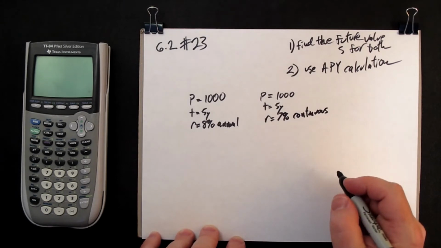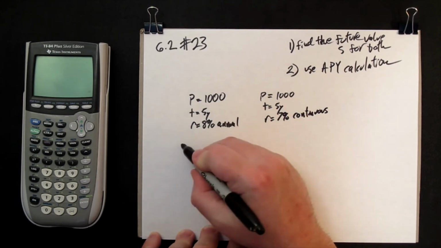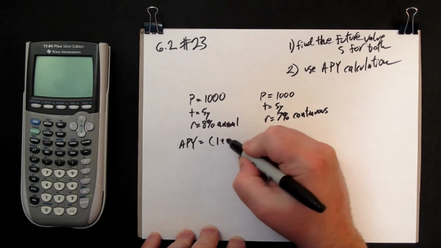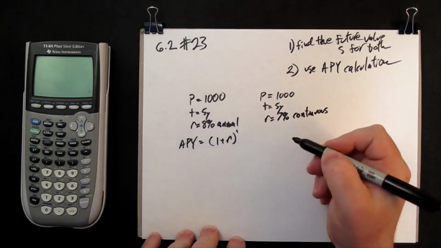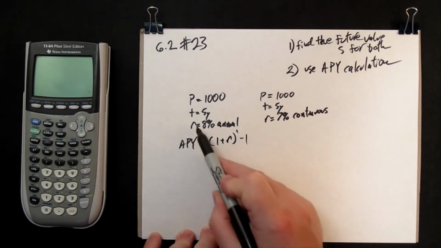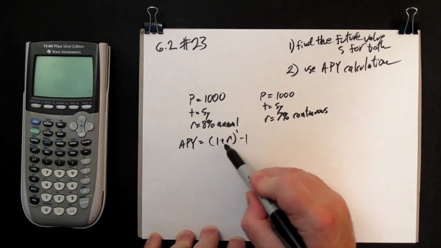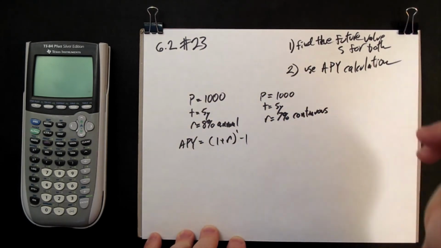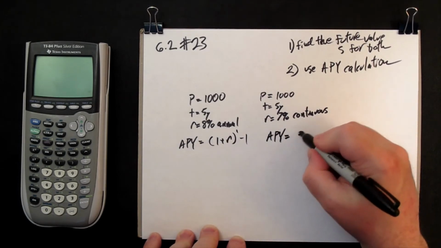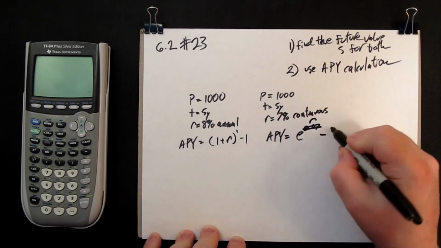So what we need to use is the APY calculation. For this one, it is 1 plus your interest rate, to the first, minus 1, and that's for the annual one because you have 1 year. If you had monthly compounding, you would have 12, and then the period interest rate. And for the continuous one, the APY will be Euler's number to your interest rate, minus 1.